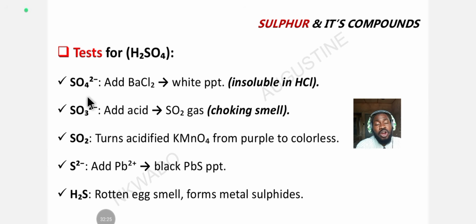So to test for trioxosulfate(IV) ion, you are going to add acid. Add any acid to the solution. If sulfur(IV) oxide is given off as a gas, just know that that confirms the presence of trioxosulfate(IV) ion. Remember the smell of sulfur(IV) oxide, a choking smell.